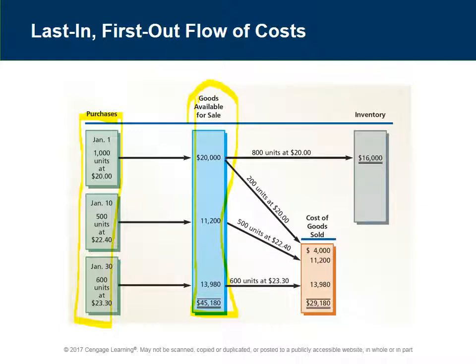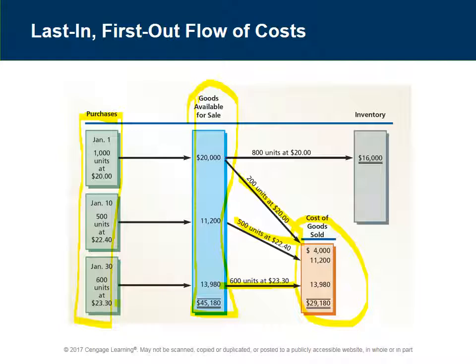But this time under LIFO, our cost of goods sold is the last $1,300, and here we have it. We have $600 plus $500 plus $200. The $1,300 cost of goods sold is $29,180. It comes from starting at the bottom, the most recent, the last that came in, January 30th.